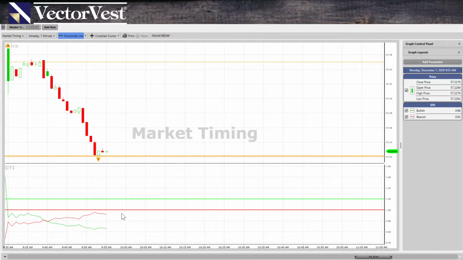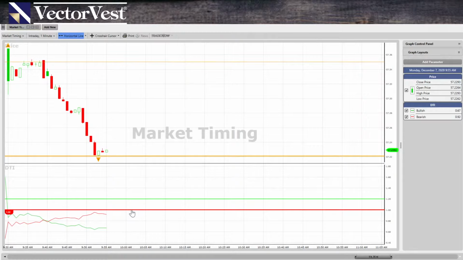Both DTIs are below the value of 1, as we can see. I've got no true direction. That's okay. But if I find stocks that I want to get into, because there is no direction or bias, understand that those trades will be a little bit more aggressive. Do you understand that?